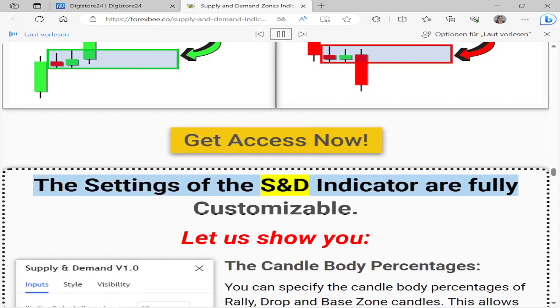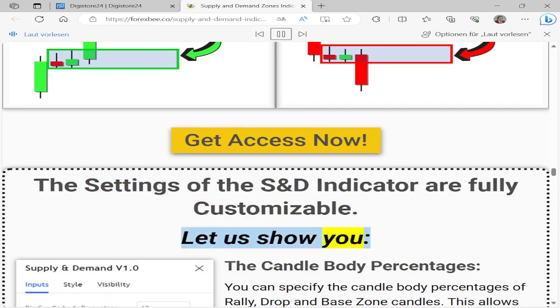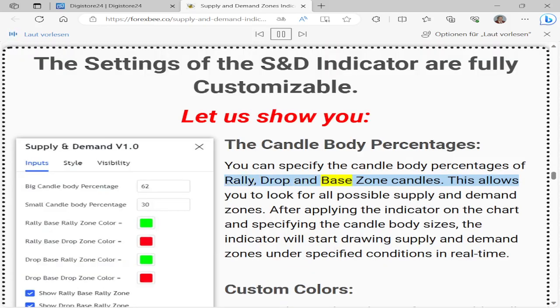The settings of the S&D indicator are fully customizable. Let us show you. The candle body percentages: you can specify the candle body percentages of rally, drop, and base zone candles. This allows you to look for all possible supply and demand zones. After applying the indicator on the chart and specifying the candle body sizes, the indicator will start drawing supply and demand zones under specified conditions in real time.